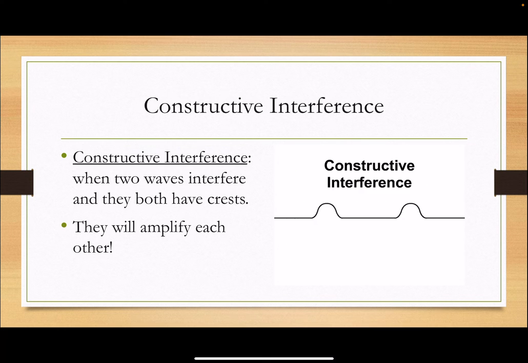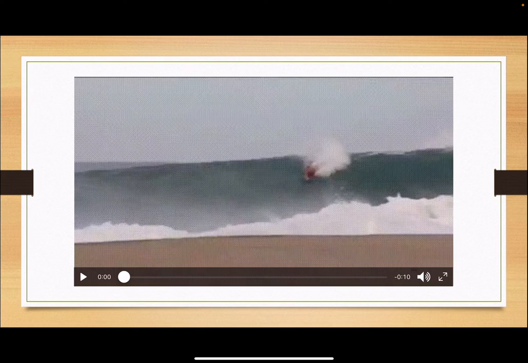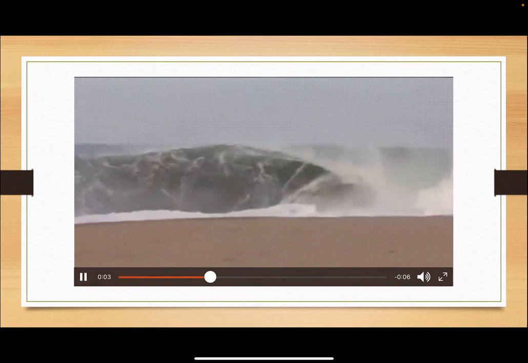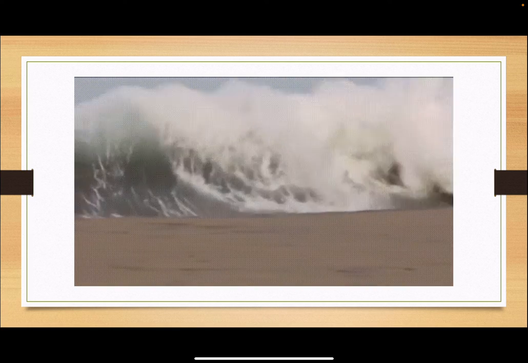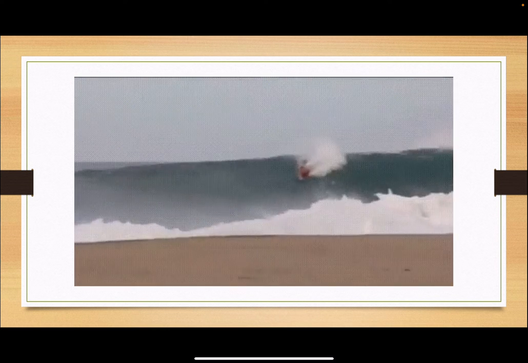Constructive interference is when two waves meet crest to crest. If two waves meet and their crests are meeting at the same time, they will amplify each other, and we call it constructive interference. You can see this in the ocean. We can play this video real quick. If we have these big waves, there's a wave coming back towards the other wave. You can kind of see it up front. That's when you get constructive interference. The waves combine and you get this big wave.